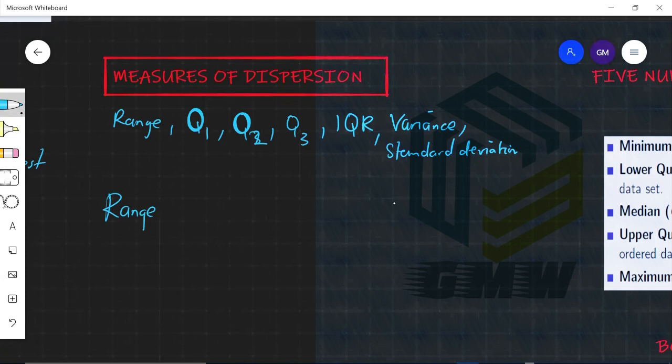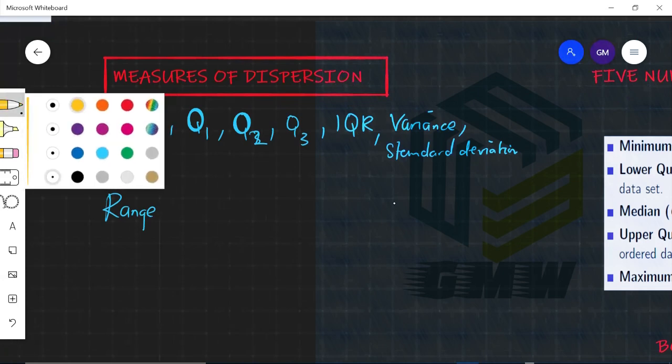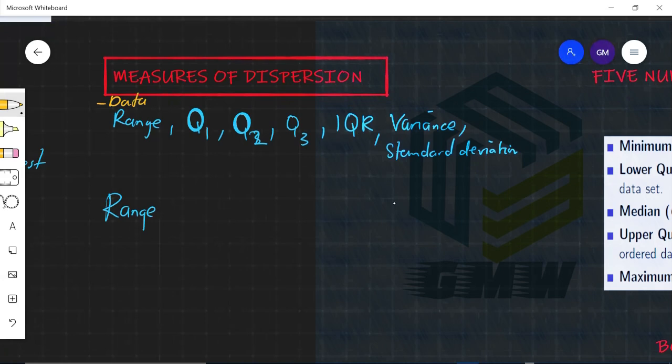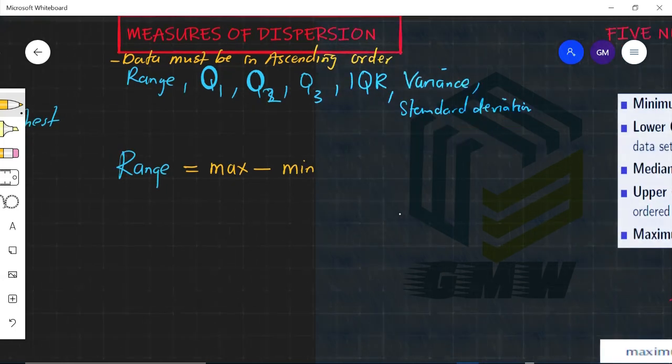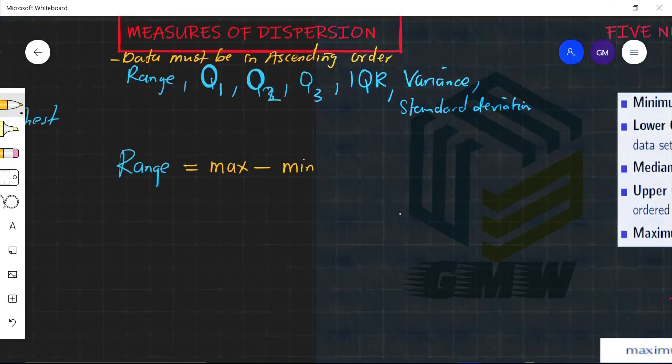When you speak of range, it is important that data must be in ascending order already. Data must be in ascending order for you to discuss these measures. So when we speak of range, we are saying it is maximum minus minimum. Then we have the lower quartile.